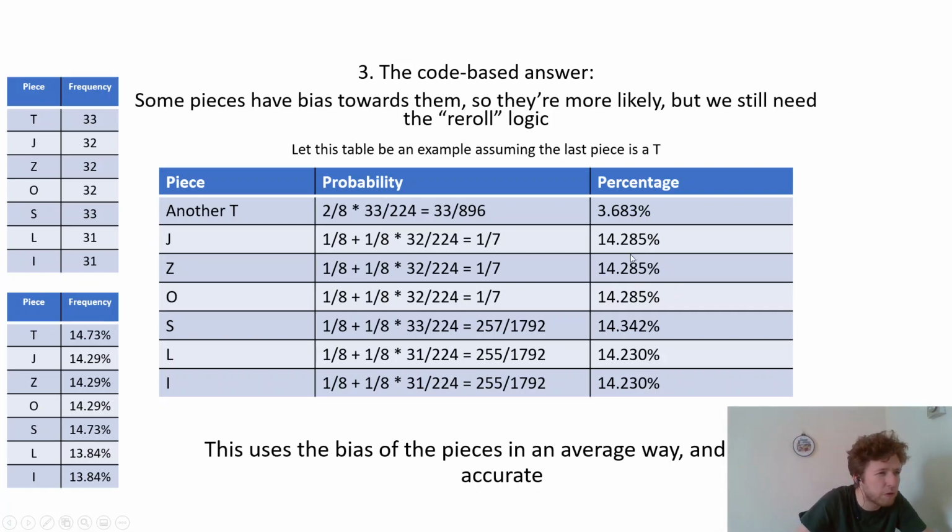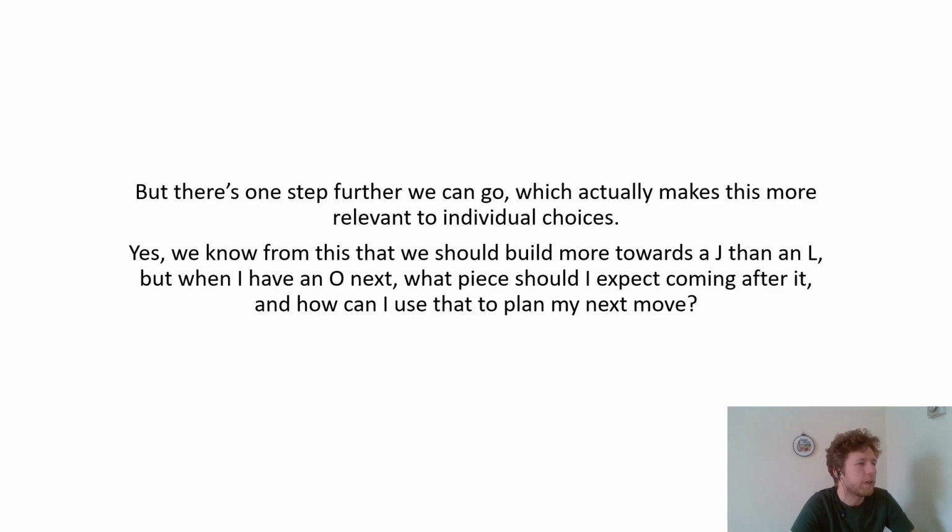Now, this one really is such a small difference, because you only end up getting one more T piece than you normally would. You only get one fewer I and L piece than you normally would. So the difference is like 14.34% and 14.23%. So probably don't change your gameplay based on that. It's very small and it won't really make a difference. But there is a little bit more that we can do.